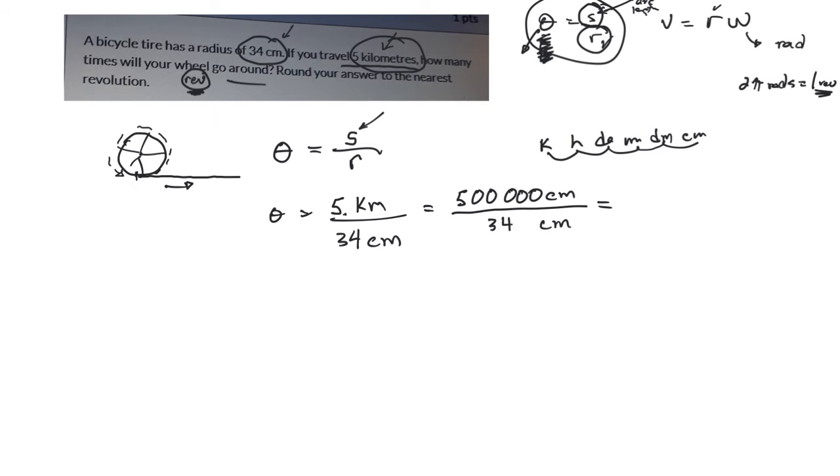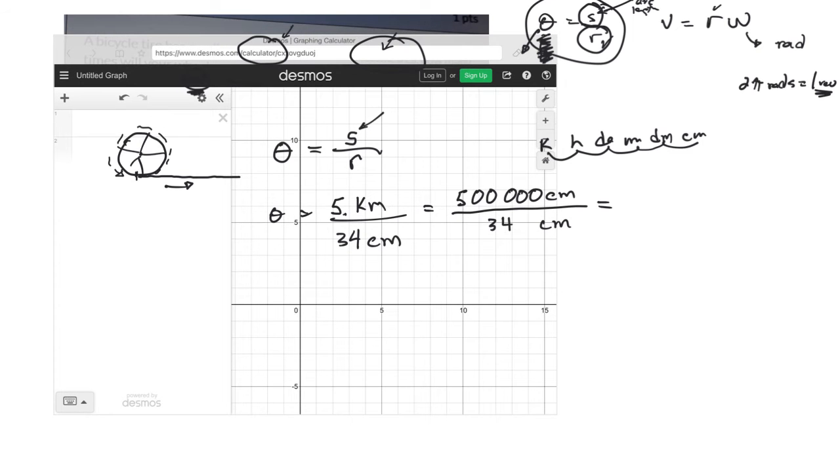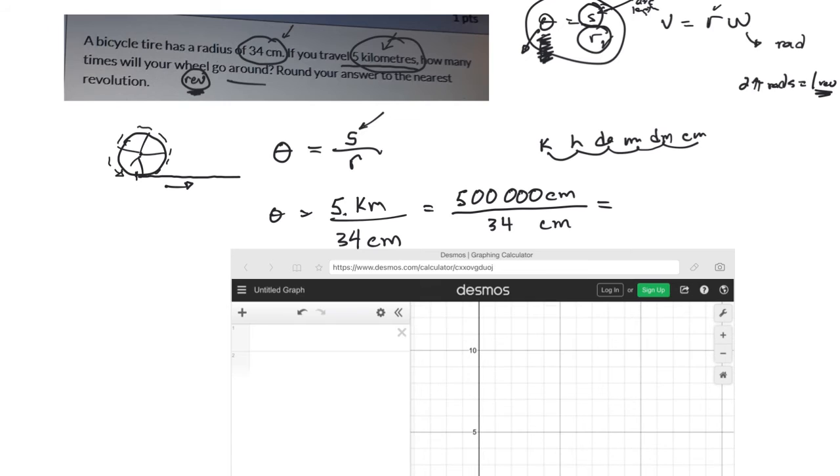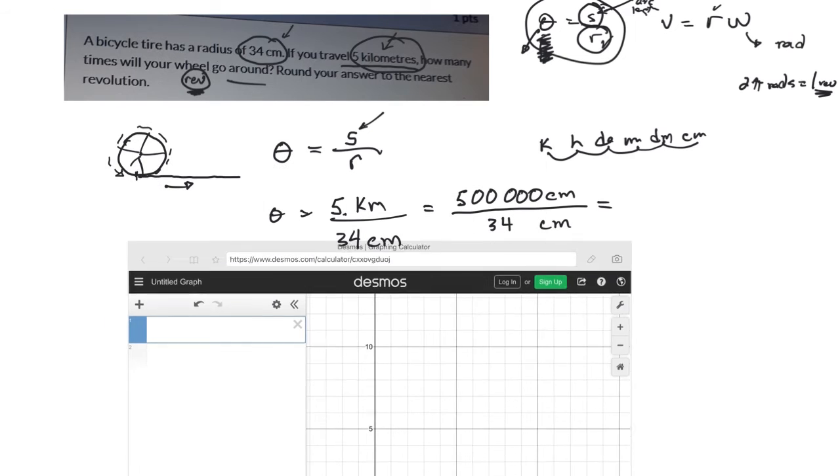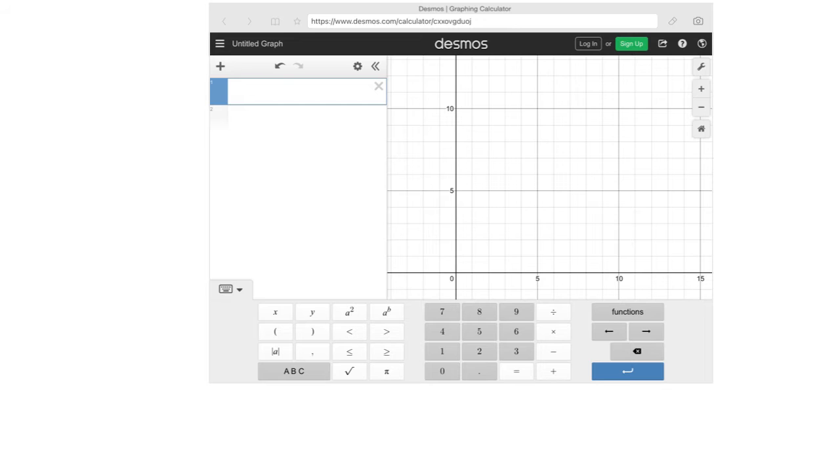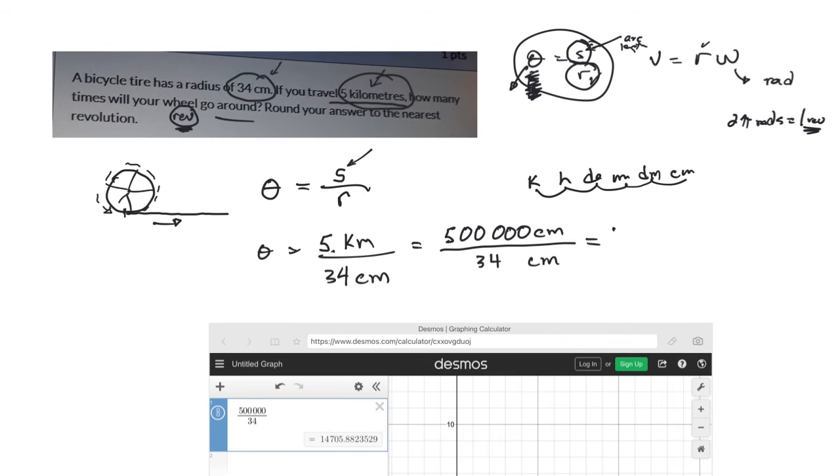Let's do that on our calculator here. 500,000 divided by 34. That gives 14,705.88, and the units are radians.